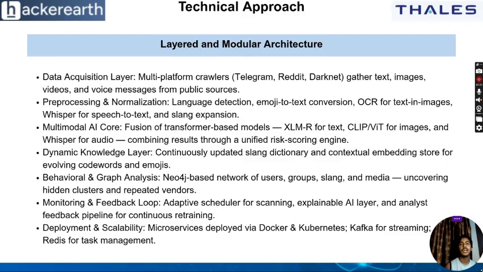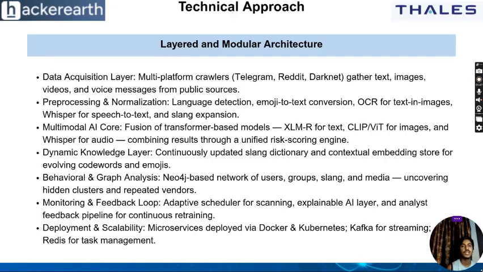Beyond individual messages, it builds a relation graph linking users, groups, and shared media. Graph algorithms detect clusters of repeat offenders and reveal the structure of hidden marketplaces. Every flagged alert is explainable, highlighting key phrases or image regions, and analyst decisions are captured to retrain the model periodically, creating a self-improving loop. Using Docker and Kubernetes, it runs as a set of scalable microservices.